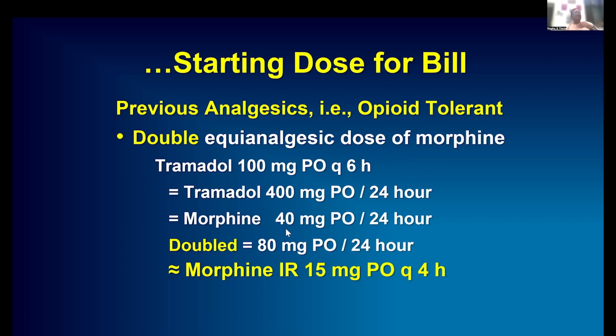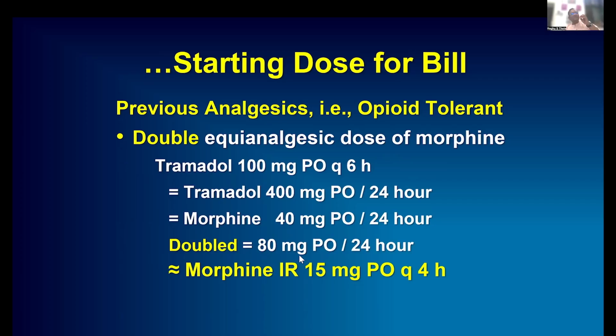So what we do is that whenever they come with inadequate pain control, we double the dose. So of the 24-hour dose which he is taking, if he's taking 5 milligrams, we double it to 10 milligrams. So 80 milligrams. To make it 80 milligrams in 24 hours, if you divide it by 4 hours, it comes to 6 doses.